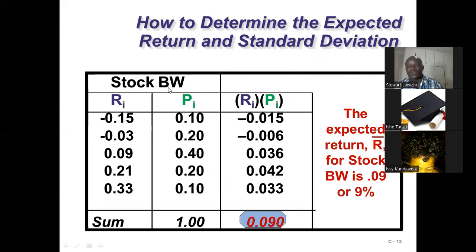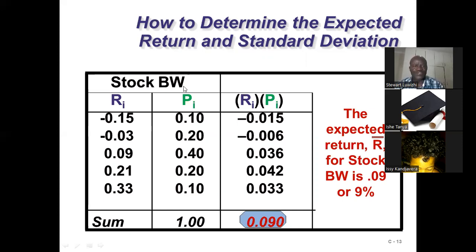It's for a company called BW. So there are different probabilities depending on the state of weather or whatever the situation may be, right? The return that we can get may be minus 15%, and the probability of it being negative 15% is 10%. The probability of it being negative 3% is 20%. The probability of it being 9%, which is 0.09, is 40%. The probability of it being 21% is 20%. And the probability of it being 33% is 10%, right?